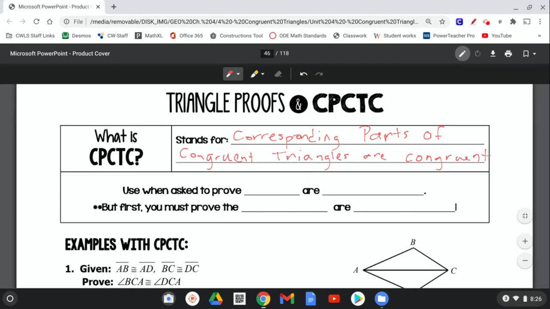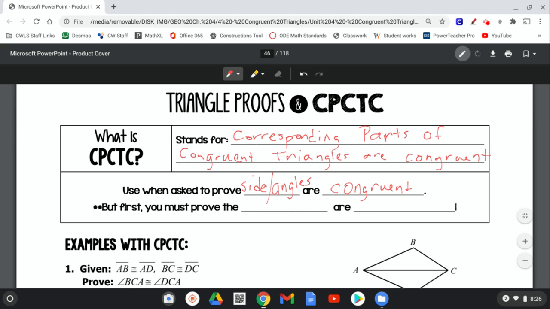All right, guys. So this is 4.7. It's CPCTC. You guys have the note sheet. It stands for corresponding parts of congruent triangles are congruent. So go ahead, fill that in. And we're going to use this when you're asked to prove sides or angles are congruent.